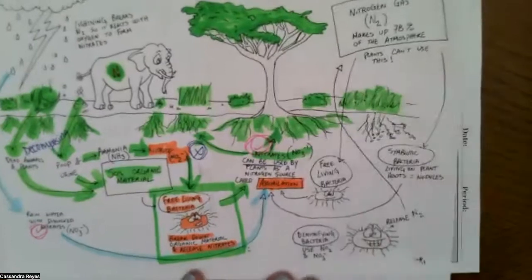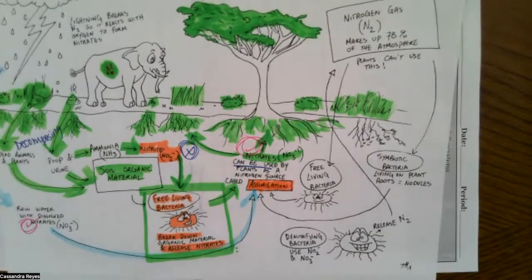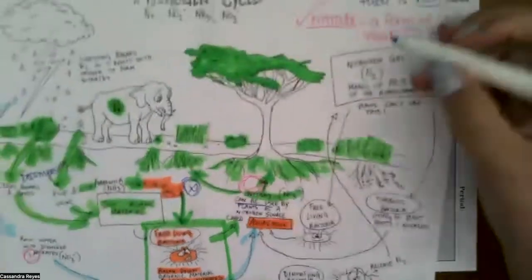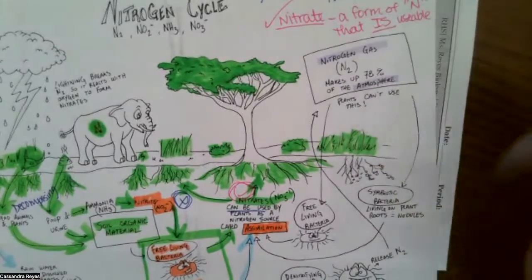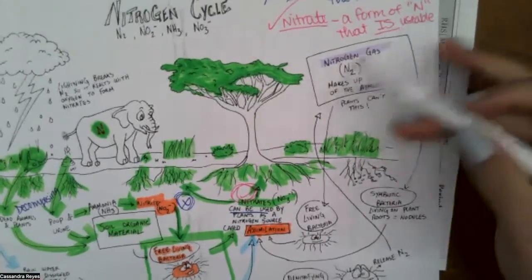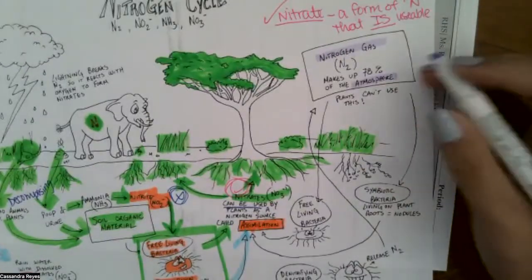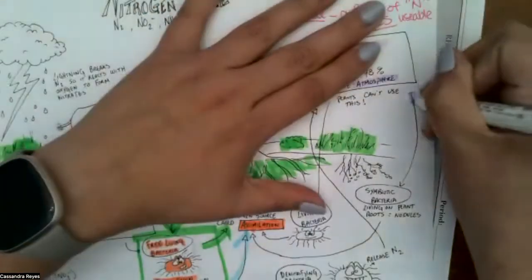Okay, here's another one over here on the right side. I'm looking for a color I haven't used yet. Ooh, purple. We like purple. Okay, so we have a couple over here. All right, so over here we have nitrogen gas that is in our atmosphere. That means it's up in the air, basically. How can we get it if it's up in the air, right? Plants can't use it. They don't breathe it in or anything. So let's follow the arrows.